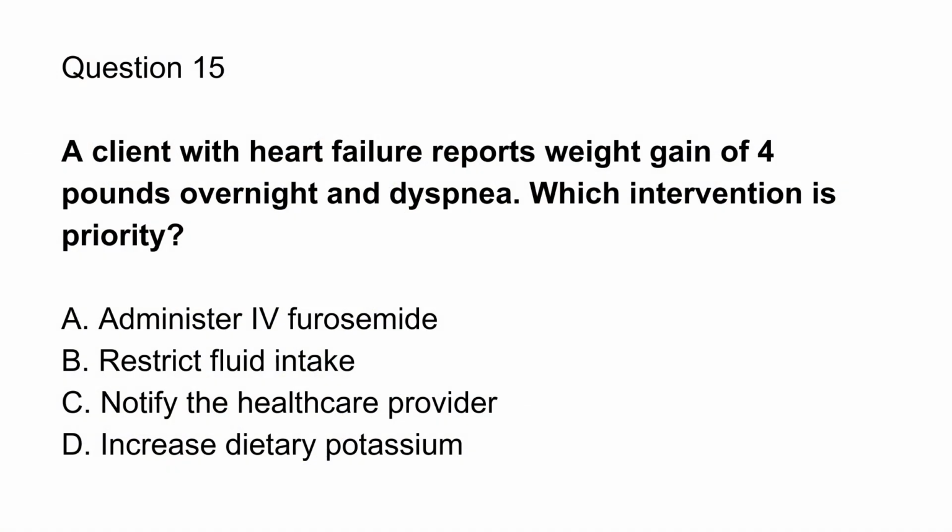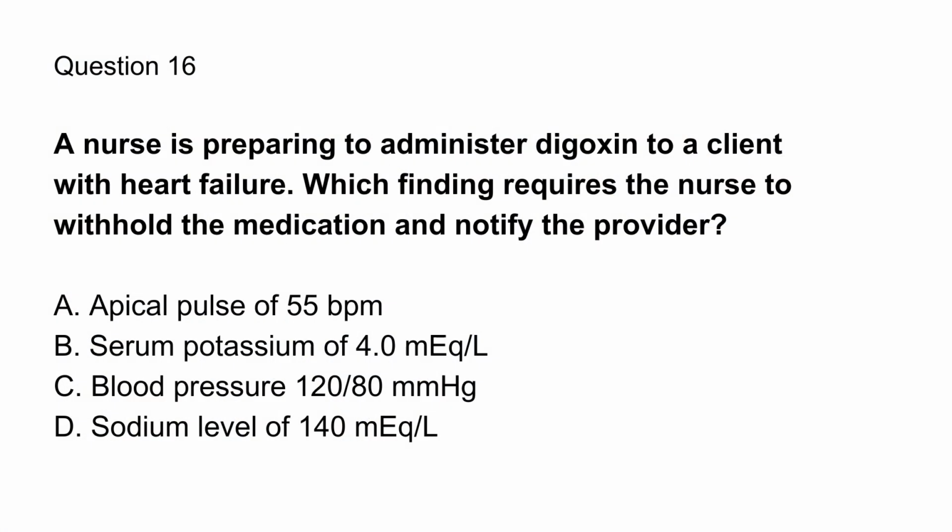15. A client with heart failure reports weight gain of 4 pounds overnight and dyspnea. Which intervention is priority? A. Administer IV furosemide. B. Restrict fluid intake. C. Notify the healthcare provider. D. Increase dietary potassium.